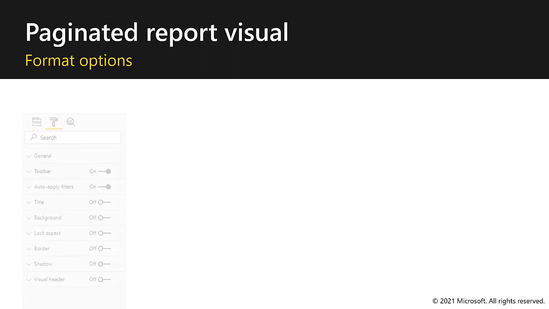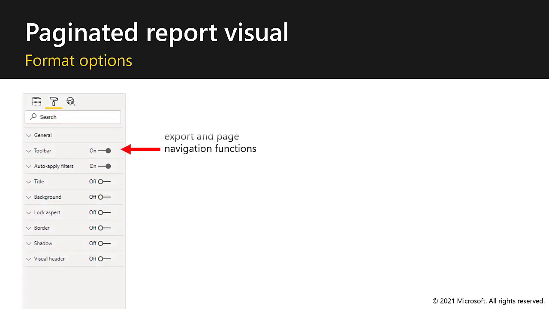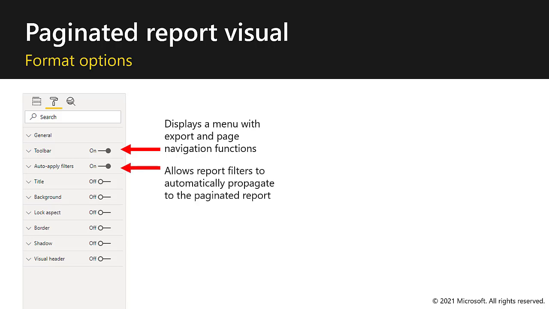There are some format options too. By enabling the toolbar, you can display a menu with export and page navigation functions. And by enabling auto-apply filters, it allows report filters to automatically propagate to the paginated report. Let me show you in demonstration.